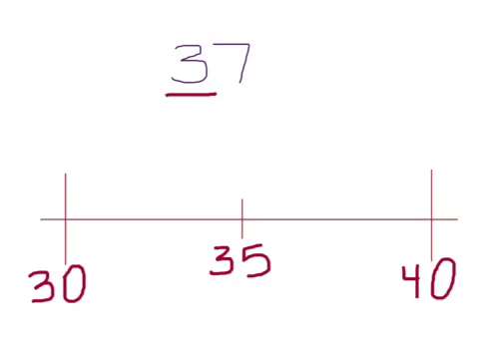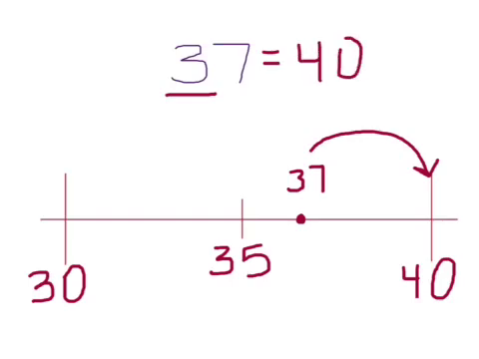And lastly, we just need to identify where 37 is going to fall on this number line. And 37 is after 35, so we could place it right about here. And now we can look to see that 37 is closer to 40 than it is 30. Therefore, 37 rounded to the nearest tens would be 40.